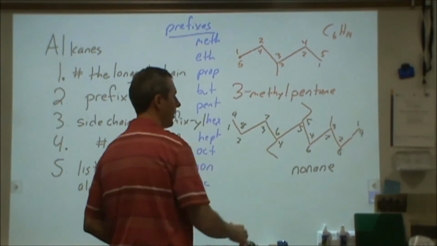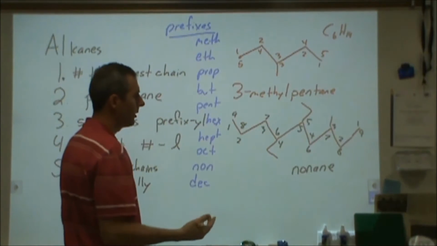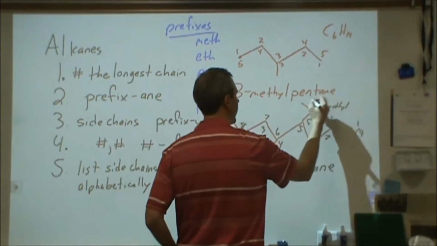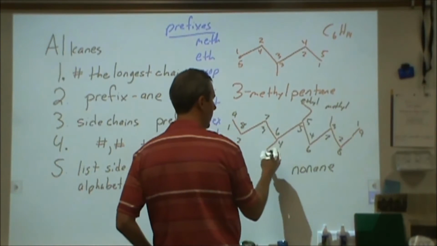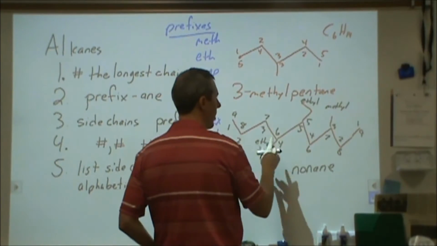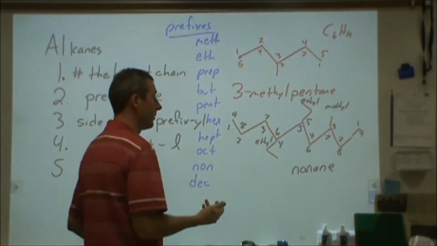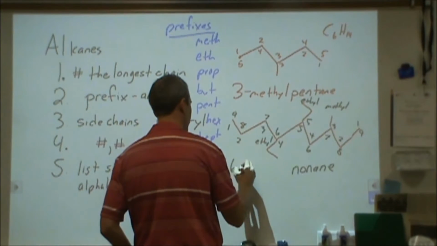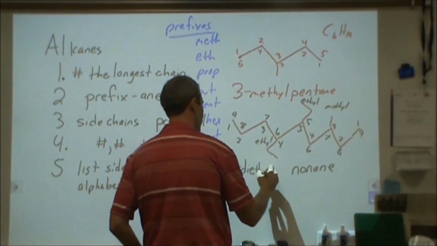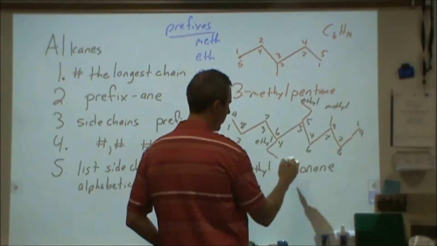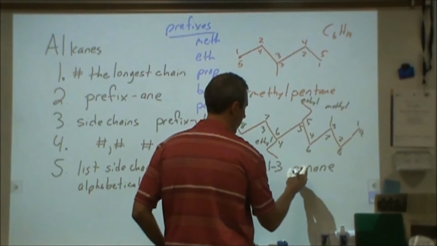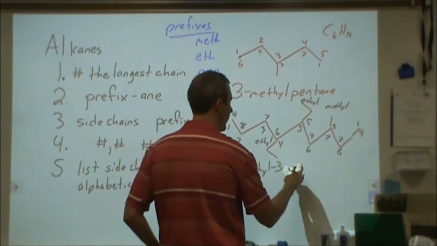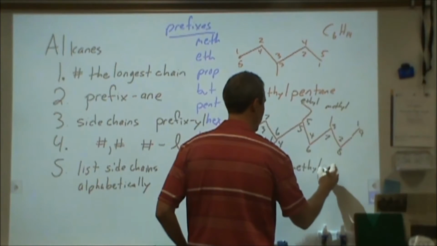So prefix for 9 followed by "ane". I have 2 different types of side chains. I have a methyl here. I have an ethyl here at the 5, and I have an ethyl at the 6. Now I'm going to list the ethyl groups first because they're alphabetically first. So I'm going to write 5,6-diethyl, and then I have a methyl group. Give myself a little more space here. So 3-methyl nonane.